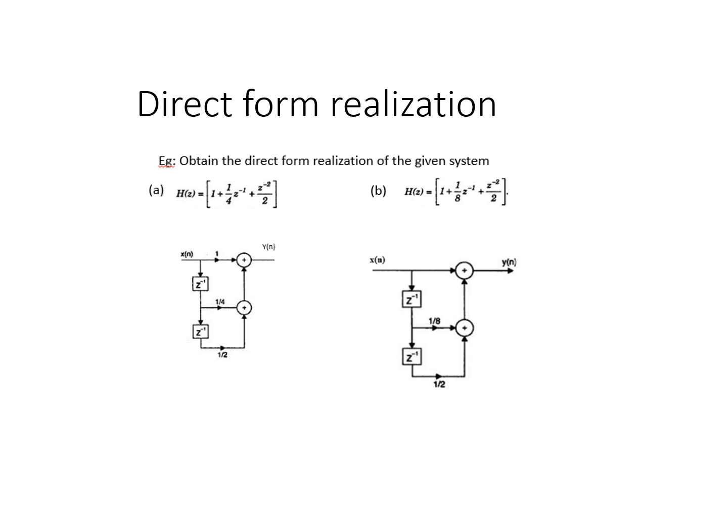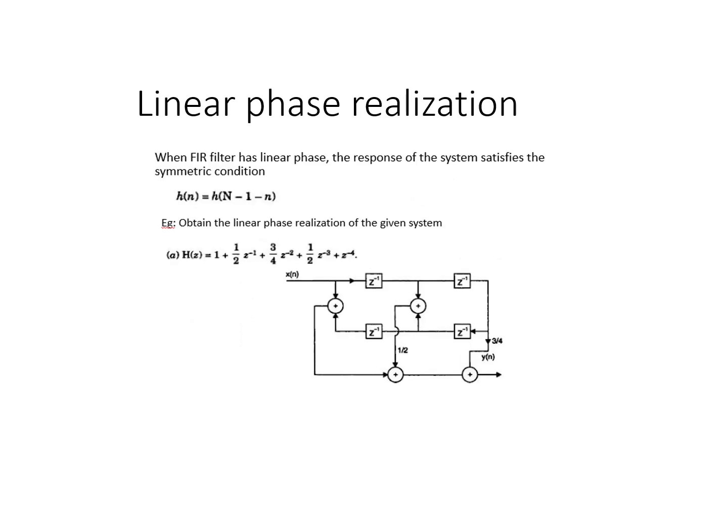Then it's multiplied by 1/8, then added here. Further, the next term is z^(-2). So here one delay, then here another delay. So totally at this junction you will have z^(-2). This is multiplied by a factor 1/2. Then it's added here. Finally we got y(n). This type of realization we can call a direct form realization.